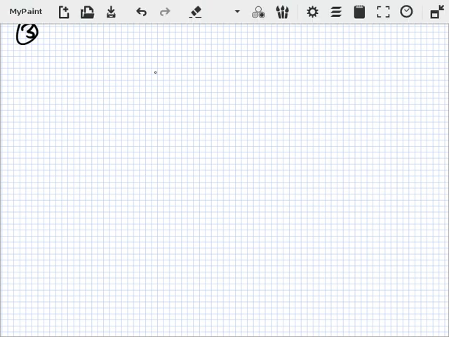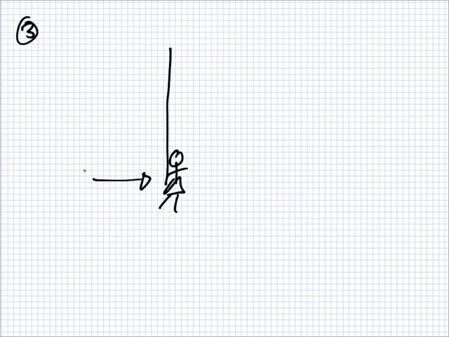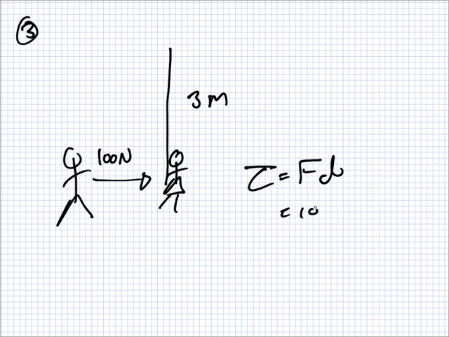Okay, so there she is, and he gives her a push with a force of 100 newtons, and this distance here is, what is the distance? 3 meters. So the turning force is force by distance, which is 100 by 3. So the first part is 300 newton meters. Okay, that's part A.